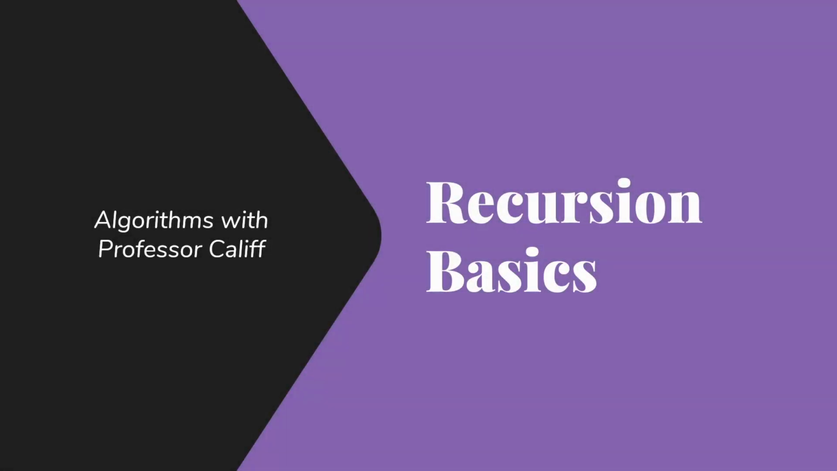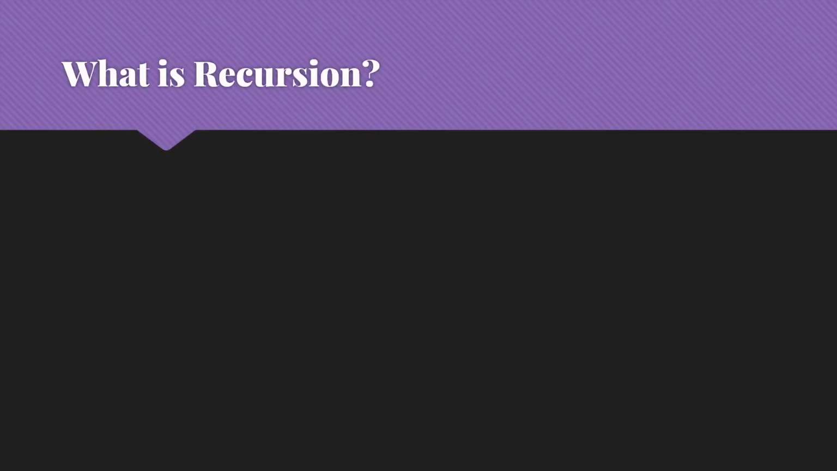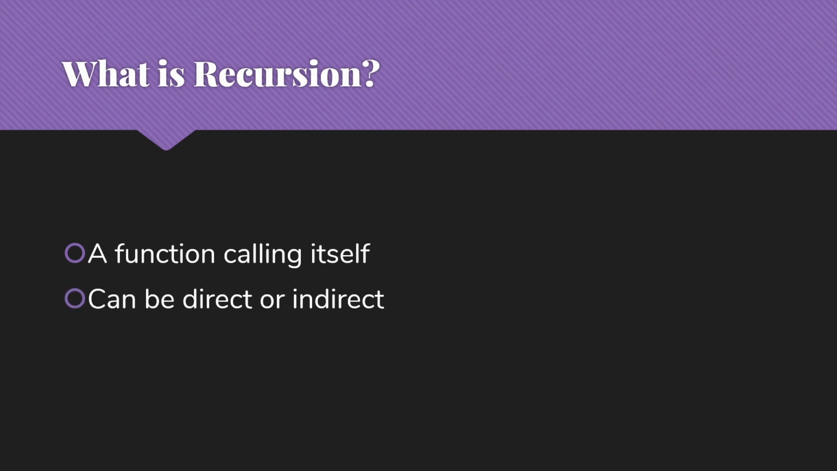Today I want to talk to you about the basics of recursion, an important concept in both programming and computer science in general. What is it? In essence, it's just a function calling itself. That could be direct, where the function actually calls the same function, or it could be indirect, where a function calls another function and then that one turns around and calls it.